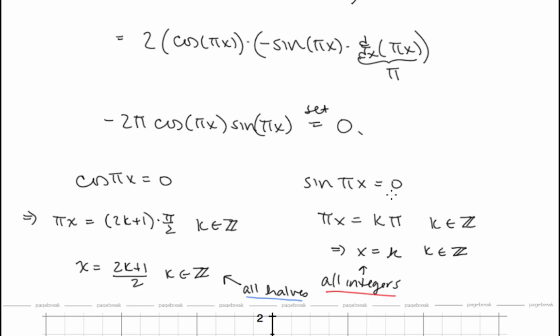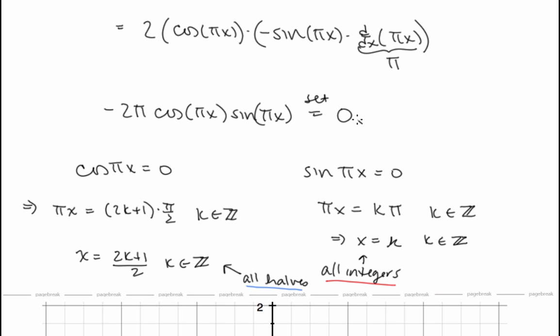And for sine pi x to equal 0, we know that the sine function is equal to 0 at all the integer multiples of pi. So our angle pi x must be an integer multiple of pi, which says that x must be an integer. So our solution looks like this. It's x equals (2k plus 1) over 2 for k in Z, and x equals k for k in Z. That's the solution set. But let's have an idea of what this looks like.